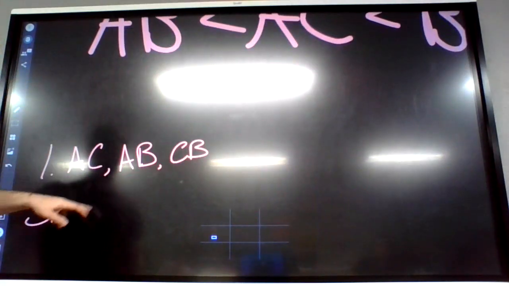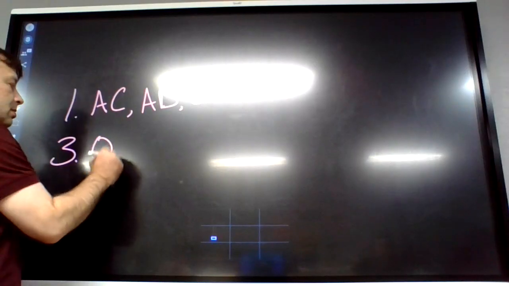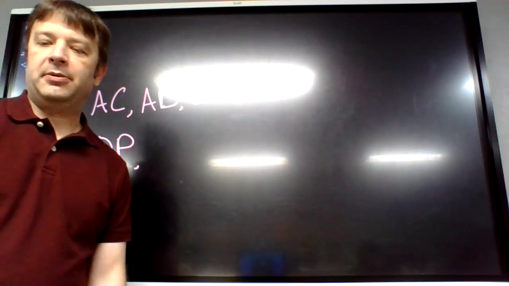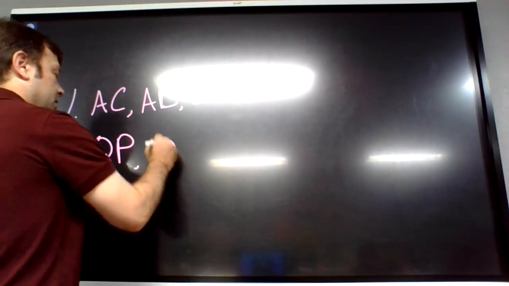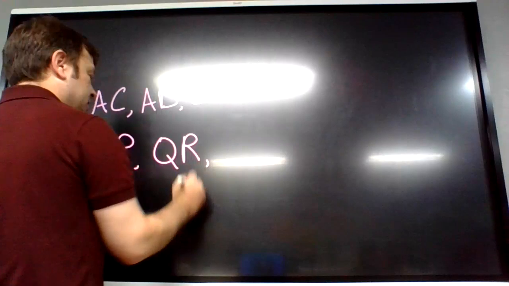What do you do if there's two that are equal, would you put equal? They just wrote and between it. Okay, and what would the medium side be on number three? QR. Yeah, QR. Which leaves the large side, RP.